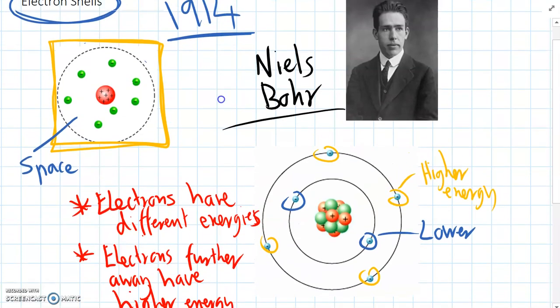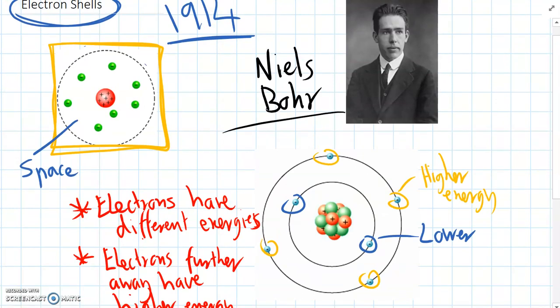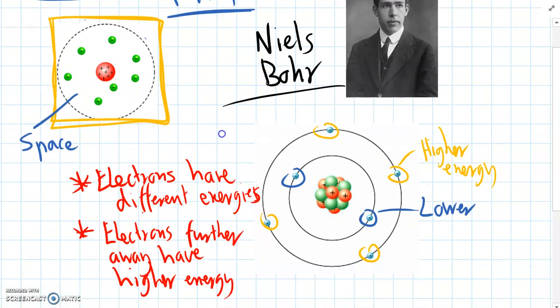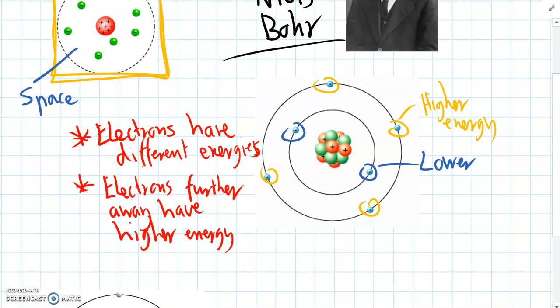So this guy, Niels Bohr, he basically came up with a brand new model for what atoms should look like. From then on, we started drawing atoms with these orbits, just like planets orbiting around the sun. And these orbits are called shells.